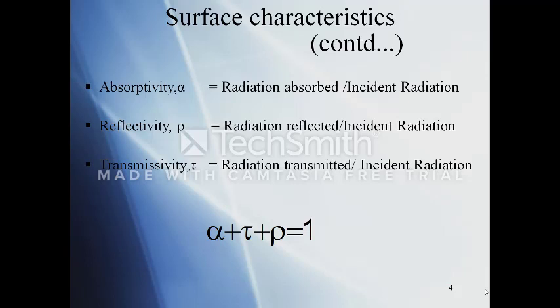So if we sum the three, you can understand that alpha plus tau plus rho must be equal to 1. It's a very important relationship from which we can calculate the other property by knowing any two properties.